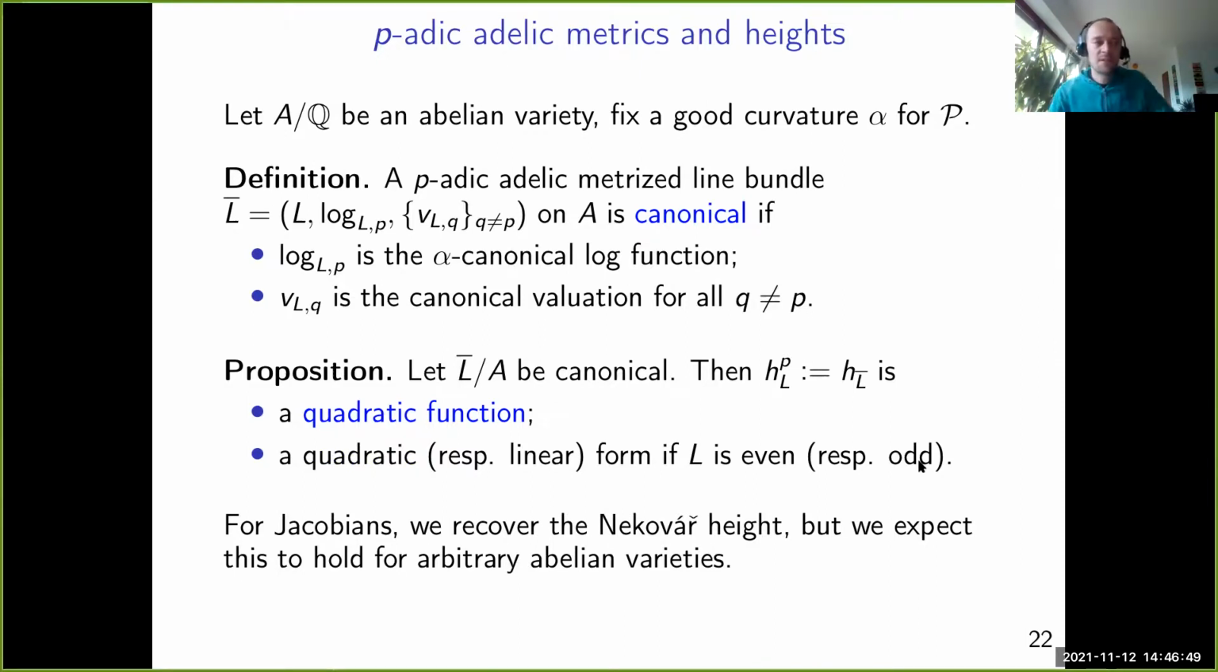And we have several comparison results, and some of them are still in progress, but at least for Jacobians, we can show that we recover the Nekovar height, more precisely the Coleman-Gross p-adic height, which in this situation, with good reduction, is equivalent to the Nekovar height. We're working on other comparison results. We can also show that we recover a Néron-Tate height pairing, if you've seen this before. Right. So let's talk about quadratic Chabauty.